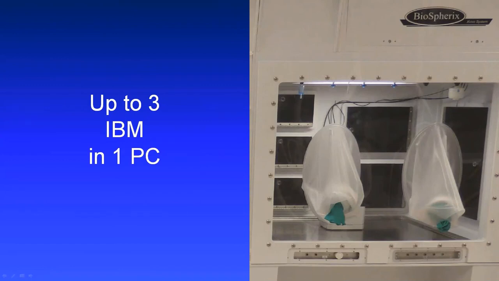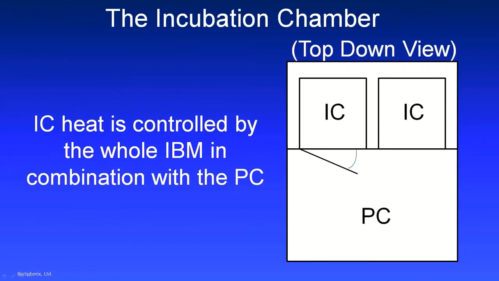You can have up to 3 different incubator bank modules and 1 processing chamber like this one here, 2 on the back, and you can have 1 on the side too as well if you need that. So let's look at how the heat is controlled to the incubators. This is a top-down view of a processing chamber with 2 incubator bank modules on the back.